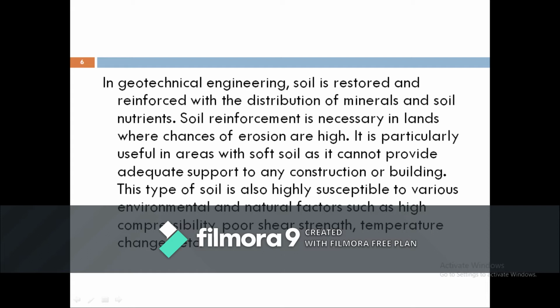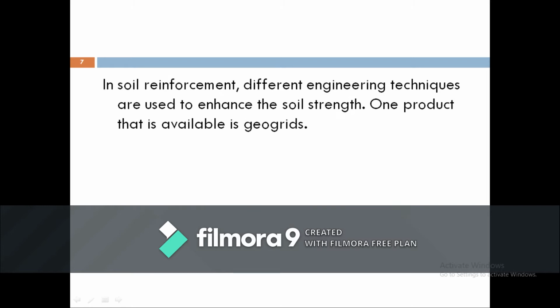They give good shear strength, they have very less compressibility, or the compaction factor will be very less. They will be able to give more strength to the soil. In all those cases, we have started reinforcing the soil. In soil reinforcement, different engineering techniques are used to enhance the soil strength. One product that is available is geogrids.